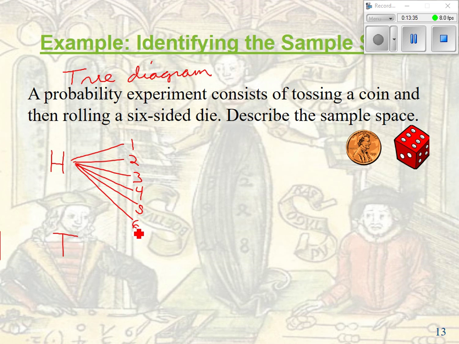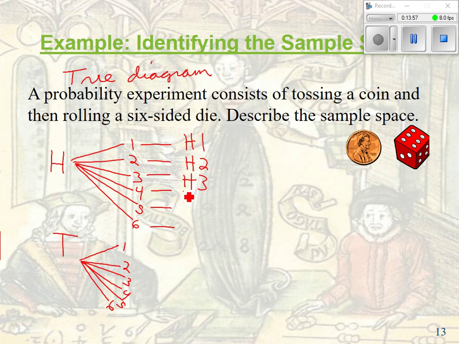If we got a tail when we flipped the coin, what could we get? Same thing, right? 1, 2, 3, 4, 5, 6. Now our sample space, we're going to list out here. We could get H1, H2, H3, H4, H5, H6. I'm not going to list all of them out, but it'd be the same thing down here, just with the tails.